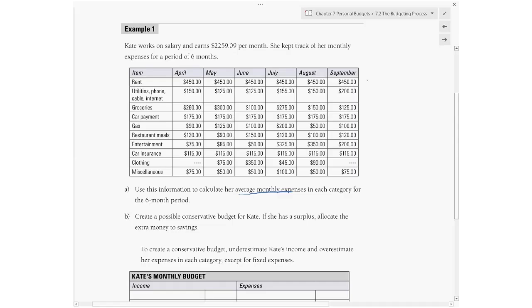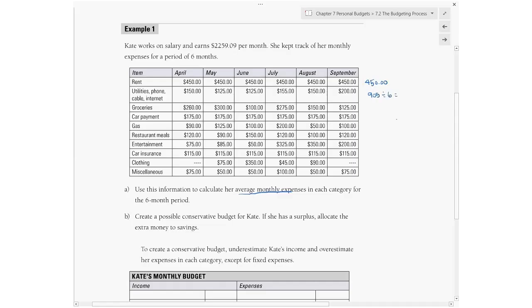Well, this one we don't have to do. She just spent $450 every month. So if we add them all up and divide them by 6, we should get $450. Let's look at her utilities. So this is her phone, cable, and internet. In her first month, she spends $150. Then in May it was $125, then $125 again, then $155, $150, and $200. You add those all up together and you get $905.